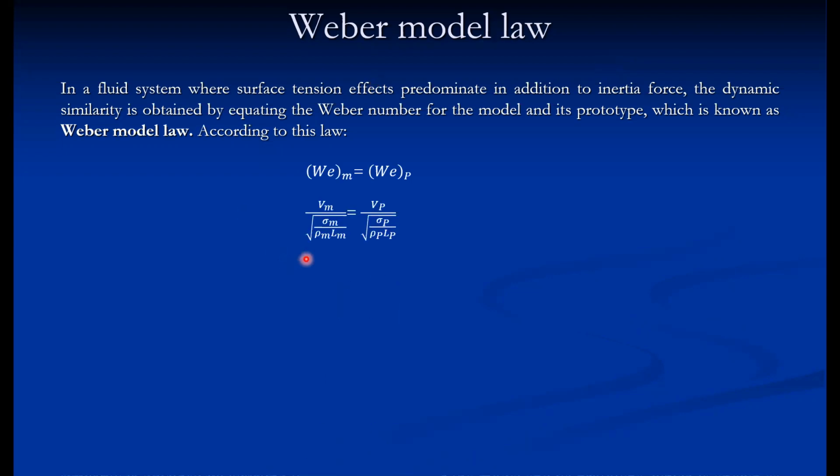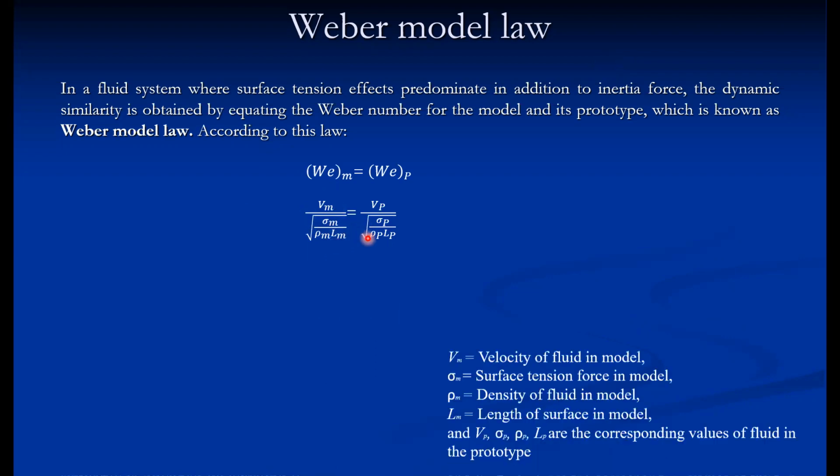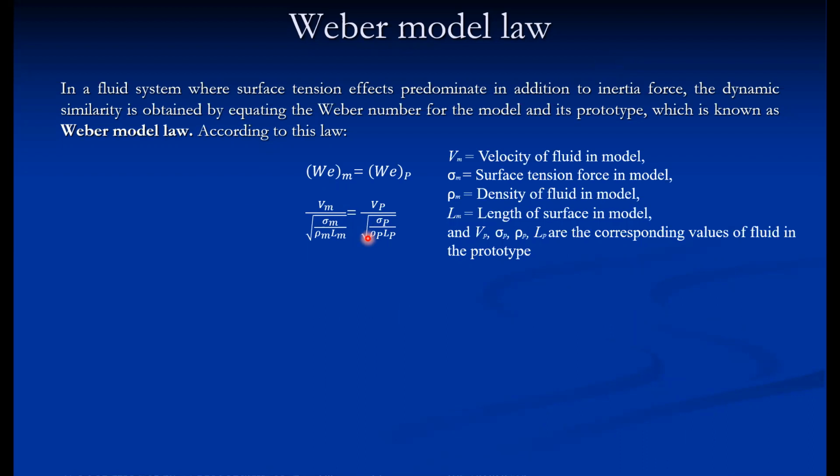This is the expression of the Weber number, that is V upon under root sigma upon rho into L, where the M suffix is used for the model. So V is the velocity, sigma is the surface tension, rho is the density, and L is the length. And the M suffix is used for the model.